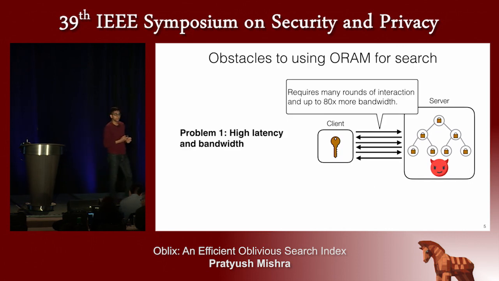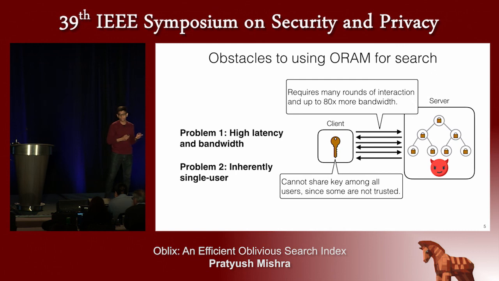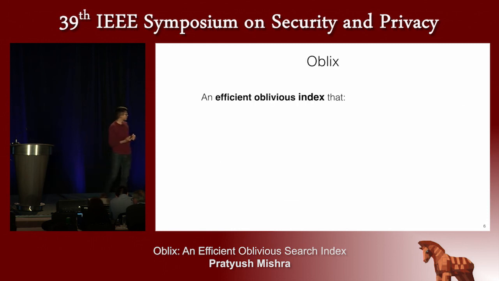The first is that even the most efficient state-of-the-art schemes today require a number of rounds of interaction and have a high bandwidth overhead. The second issue is that ORAM is in some sense inherently single user. The client has a single key, and they don't really want to share this with other users because they might not trust them, for example, if you use ORAM in a big web app where anybody can sign up as a user.